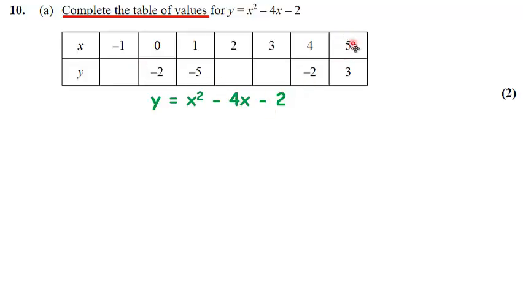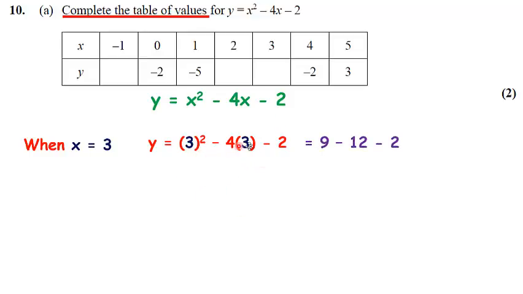If you want to test your technique in an exam, you could actually plug in one of the values that is already there. So for example, that 5, and show that it is 3, but we're going to just go through this. We're going to start off with x is 3. So when x is 3, I'm going to have y is equal to 3 squared minus 4 times 3 minus 2. Just working this out, 3 squared is 9. 4 times 3 is 12, so minus 12, and then minus 2.